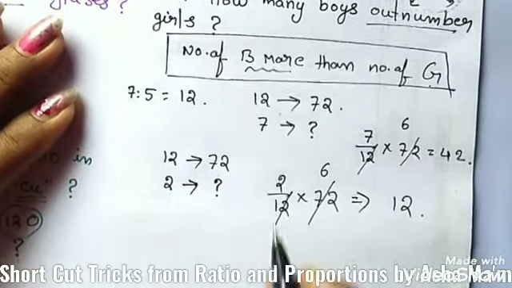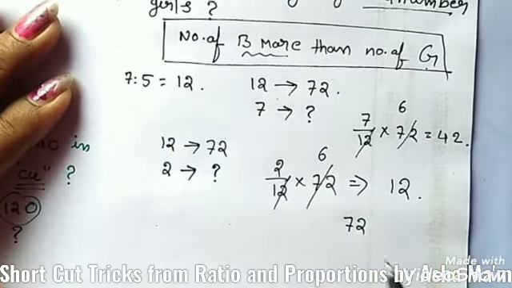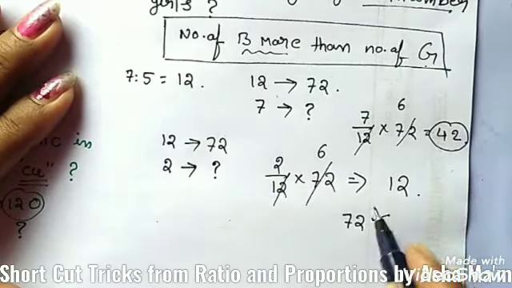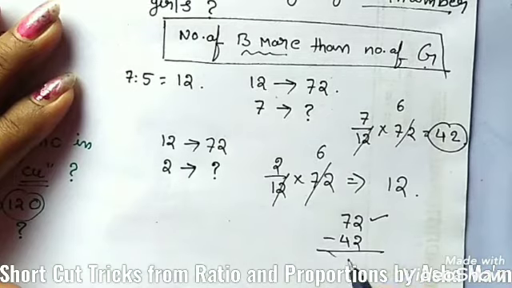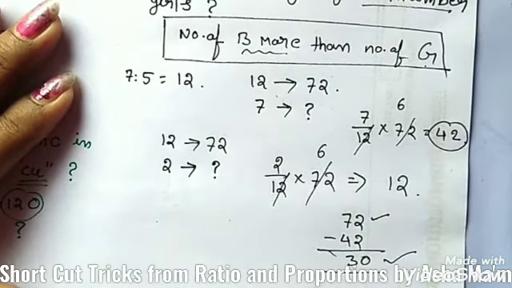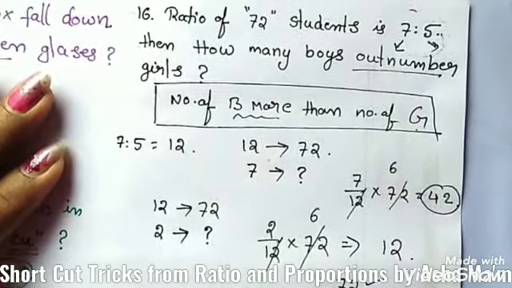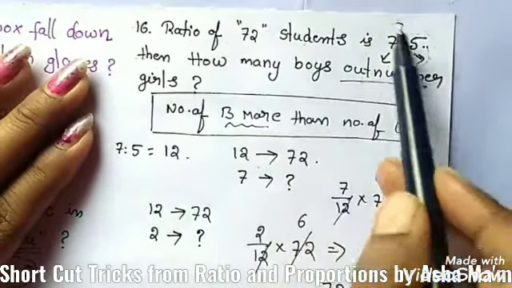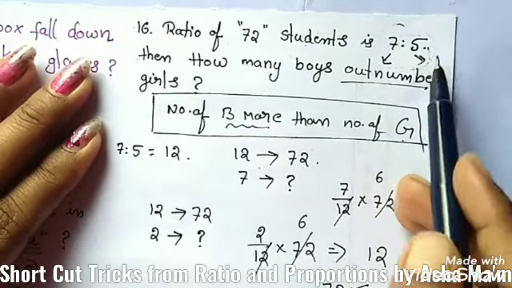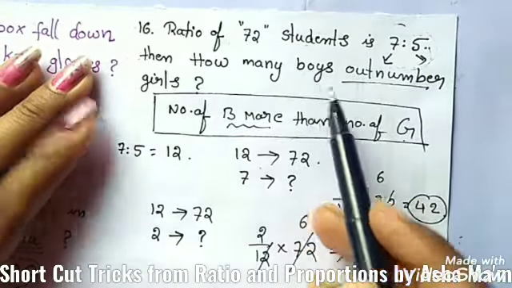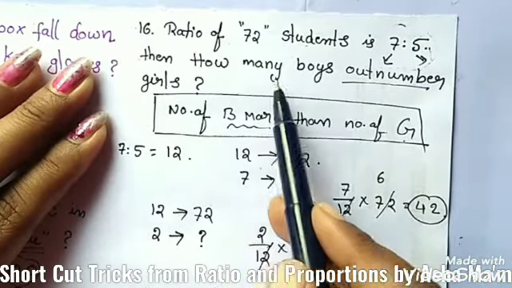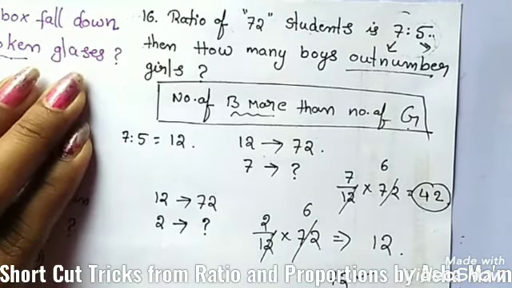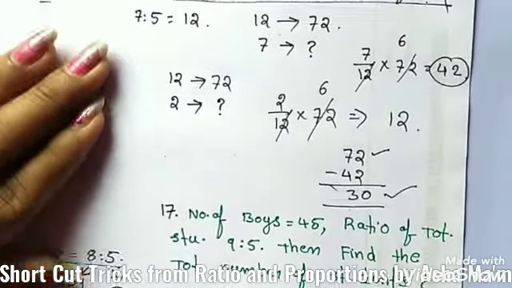That is the answer. Now from 72, the total number of students, if you subtract the boys number 42, you should get the girls number 30. Right. So in this way you can solve these type of questions. If they have given the ratio of 72 students and 7:5, if they asked the number of boys and girls, then by using the simple process we have to do the answer. Let us see question number 17.